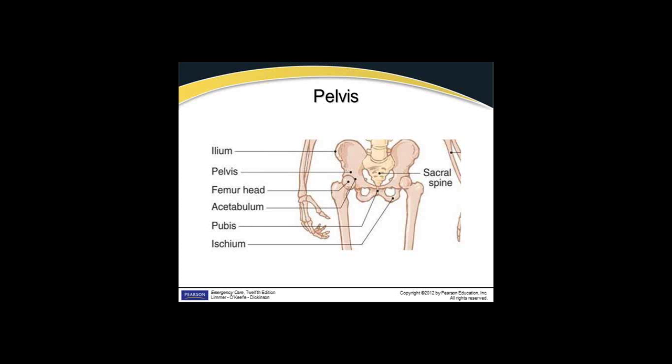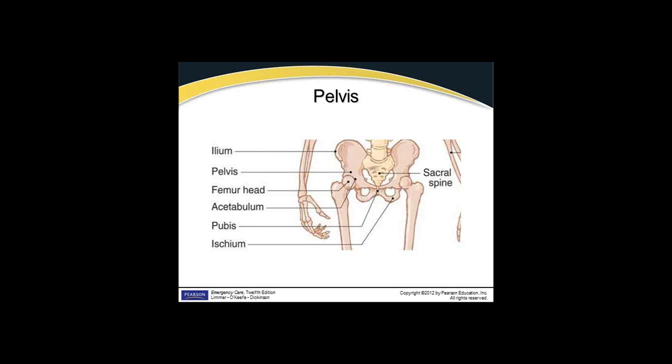We work our way down to the pelvis. The pelvis obviously is a bony structure. It's a bony ring. It is fused in the middle at the symphysis pubis, which actually will separate a bit when a woman gives birth vaginally.